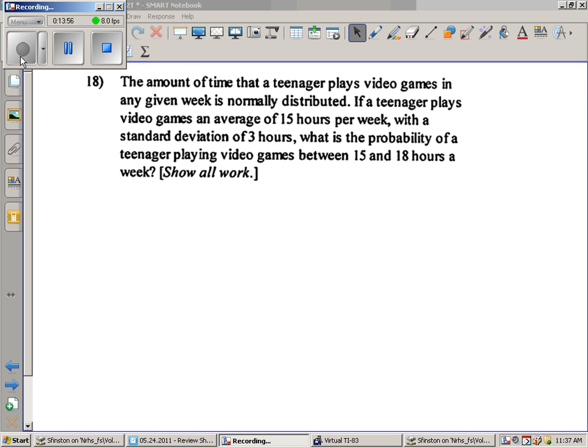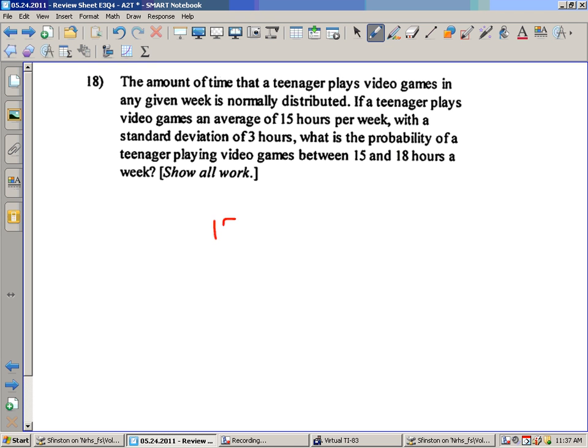The amount of time that a teenager plays video games in any given week is normally distributed. A teenager plays video games on average 15 hours per week. Is that how much you guys do? Is that low? Okay. With a standard deviation of 3 hours. So this is a much better problem. This is the same kind of problem, but just with easier numbers.